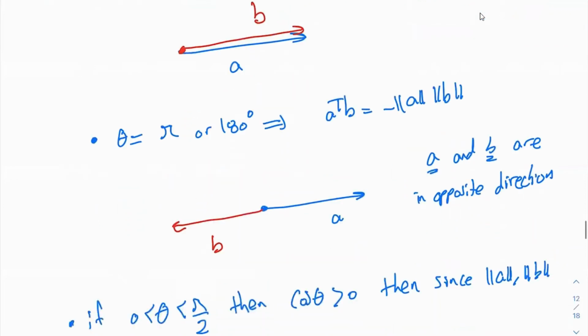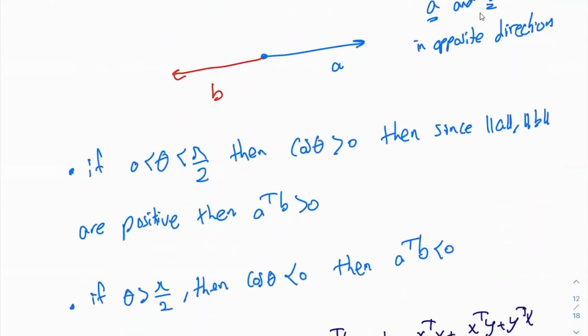Good. Now, what if theta is between 0 and pi over 2? Now, we don't get the exact value for the cosine of theta, but some important observation. Cosine of theta is greater than 0. So what are we talking about? If theta is somewhere here, in the first quadrant, the cosine of theta, look at the x-axis, is positive. Therefore, A transpose B is positive. Therefore, the dot product between these two vectors is positive, right?